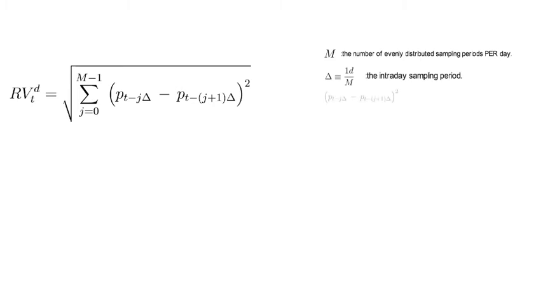So the square differences, which we add up, here the p of t minus j delta minus p of t minus j plus 1 delta to the power of 2, these are just the squared, continuously compounded returns within an evenly spaced daily subperiod.